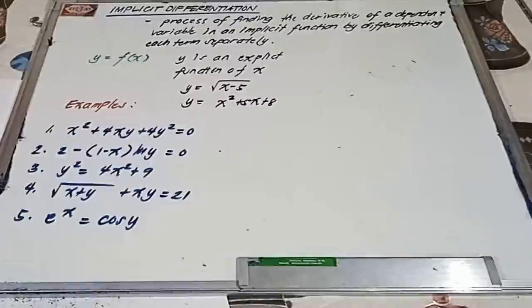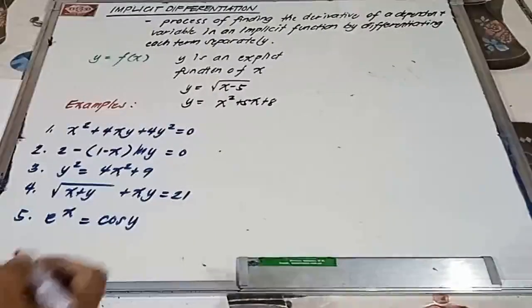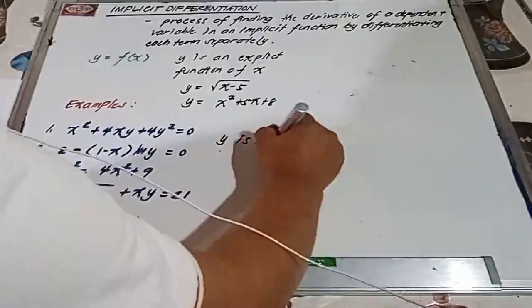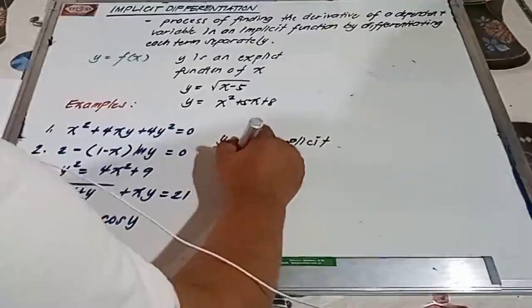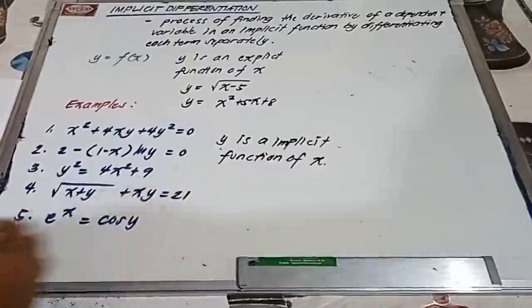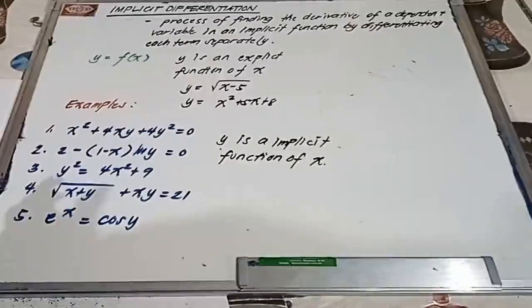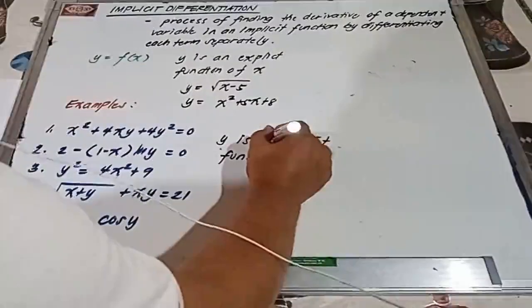So, there are functions na ang pagkakasulat is not in this form. Ibig sabihin, y is not written explicitly as a function of x. Tulad ng mga halimbawa dito. Kapag ganito ang pagkakasulat ng ating function, we can say that y is an implicit function of x. Hindi siya naka-express na kung saan lahat ng x terms ay nasa kanan at yung nasa kaliwa, y variable lamang. So kapag ganito ang pagkakasulat, implicit form yung ating function.